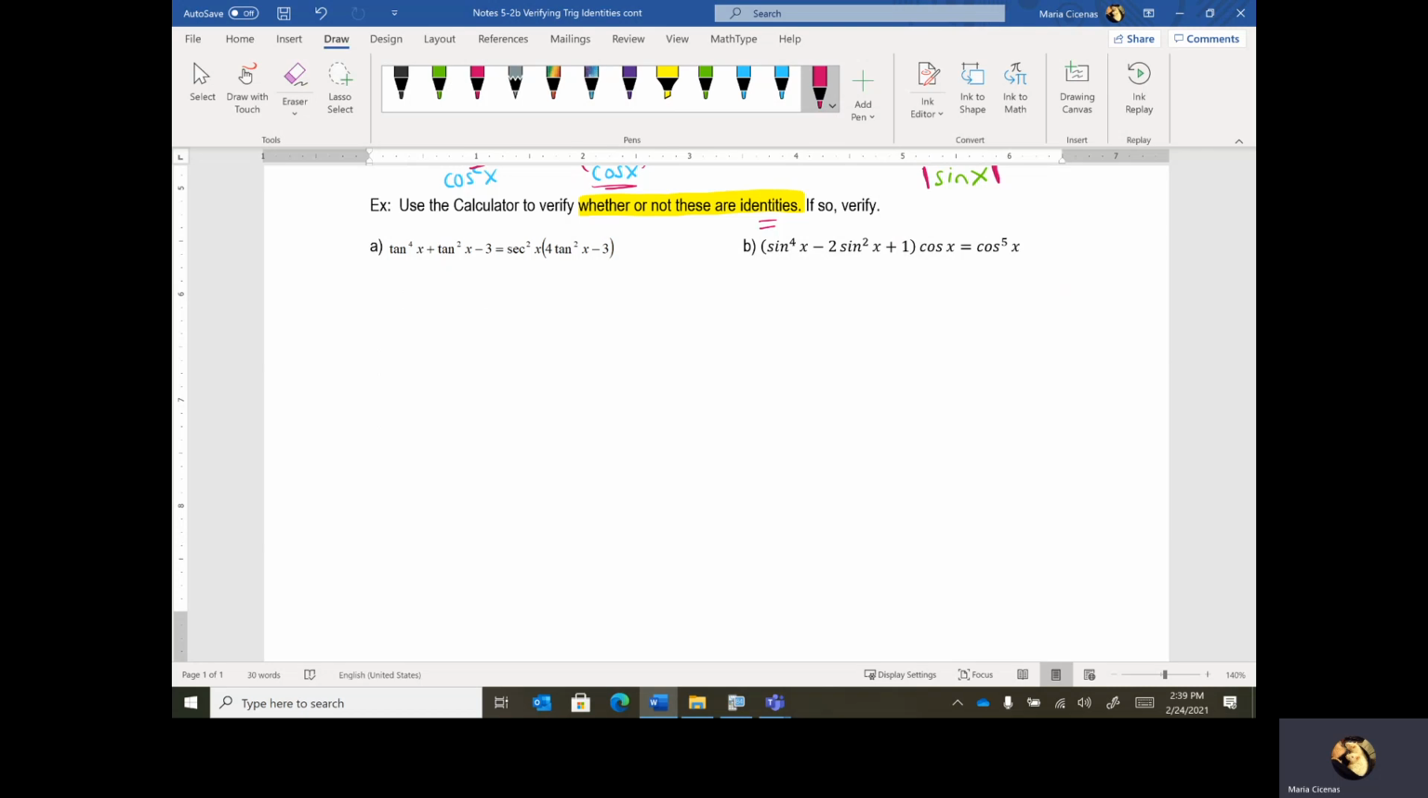Well, how is it going to do that? I know that I can take this side of the equation and put it into y1, and this side of the equation and put that into y2. If they are in fact equal, you should get the same graph. Shouldn't they look the same if one side is equal to the other? If they're not equal, you'll get a different graph. Then you don't waste your time.